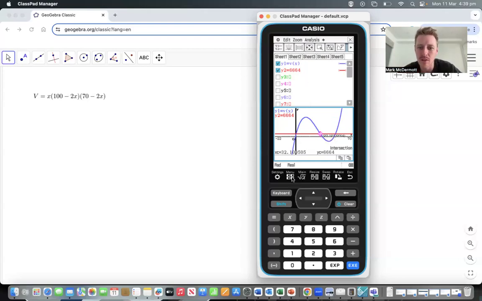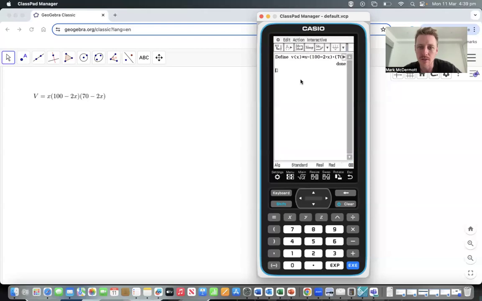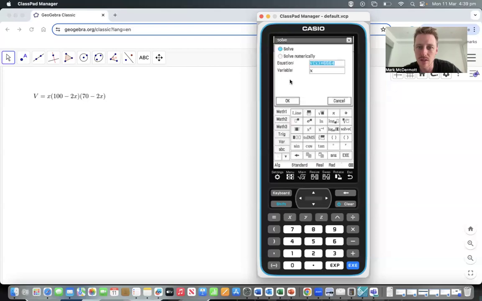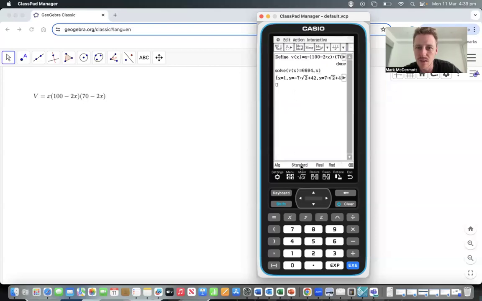What we can do is go back to our main screen and solve v of x equals 6,664. Interactive, Advanced, Solve. Okay, and we get 3 solutions, which we saw. We had the line where it hits 3 times. One of them's no good, but let's just put this to decimals for now and press enter. Okay, and that's what we said. So we get one solution when x is 1. We get another solution when x is 32.10.